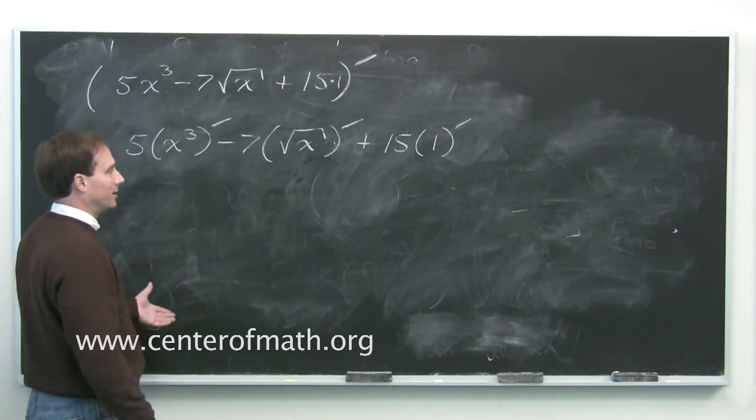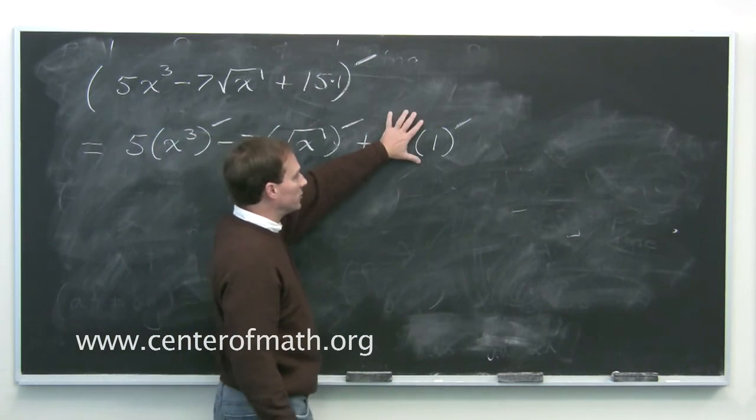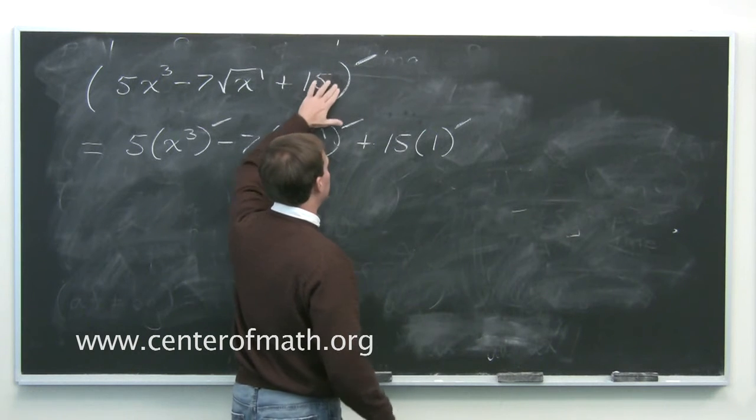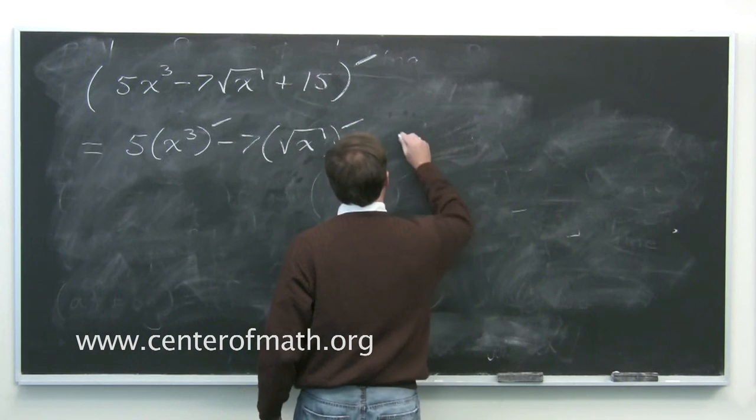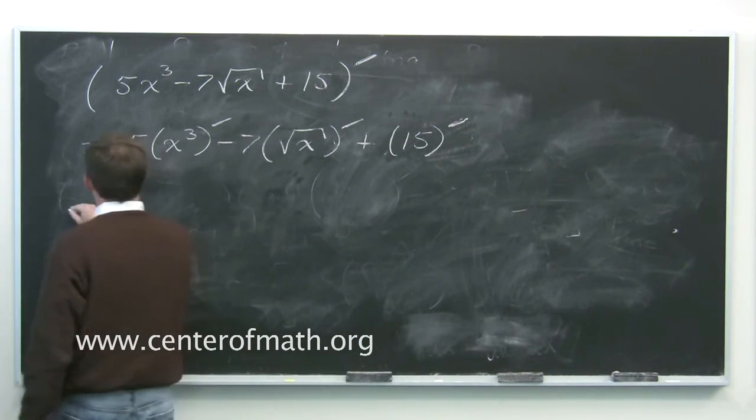Or you don't have to do this. You could do this, and it would reduce you to having to know the derivative of 1. But 15 itself is a constant. We had a rule for that. So let's just leave it as the derivative of 15. So what do you get?